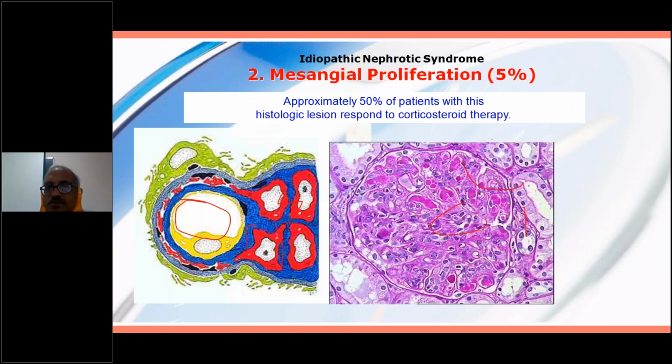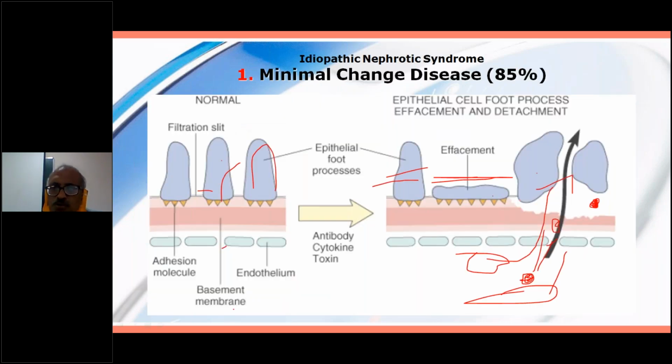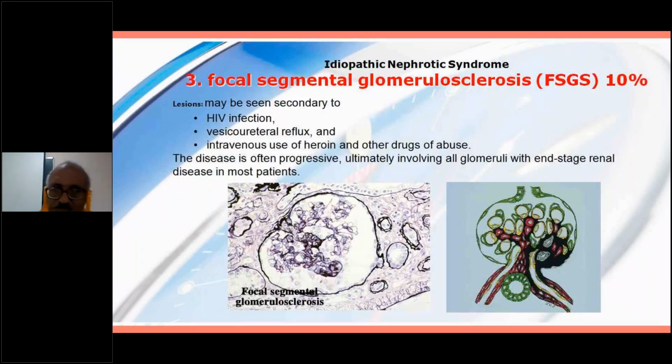So clinically, when you see it under the light microscope, it looks like this. But these patients also, nearly 50% respond to treatment. That is the beauty of this. So only 50% respond, whereas in minimal change, almost 100% respond to steroid therapy.